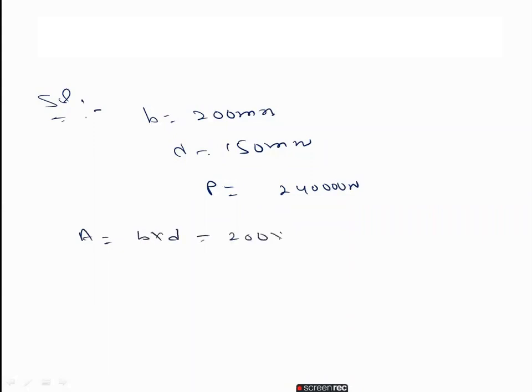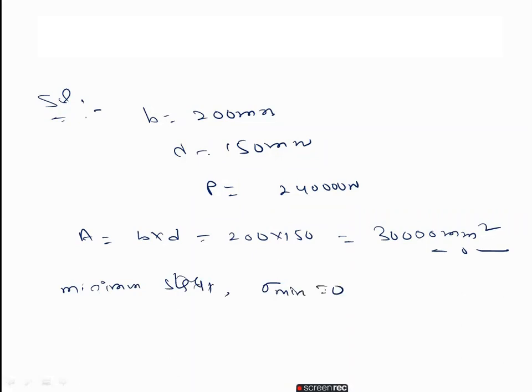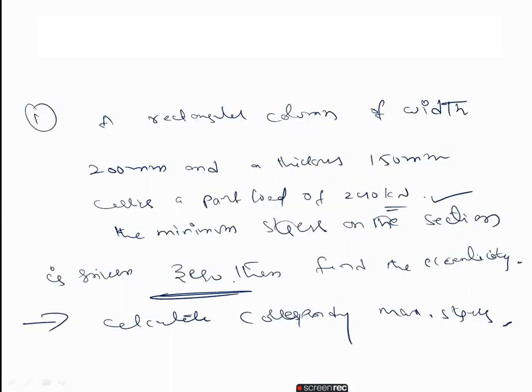The given data is B is 200 mm and D is 150 mm. P, the factored load, is 240,000 newtons. And the area is nothing but B into D, that is 200 into 150. You will get 30,000 mm square. The minimum stress, as stated in the problem, is sigma minimum equal to 0. So if you observe here, the minimum stress is 0.